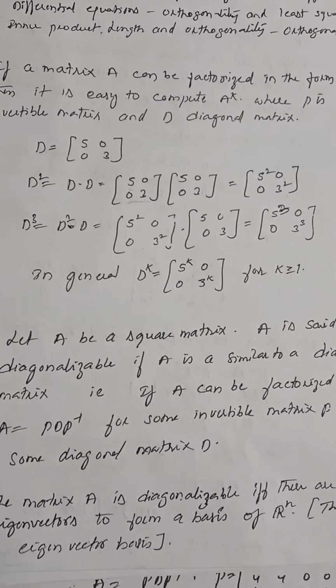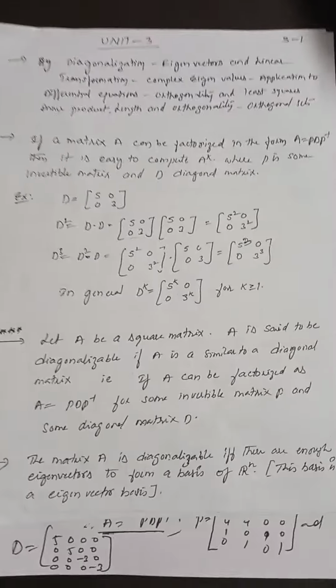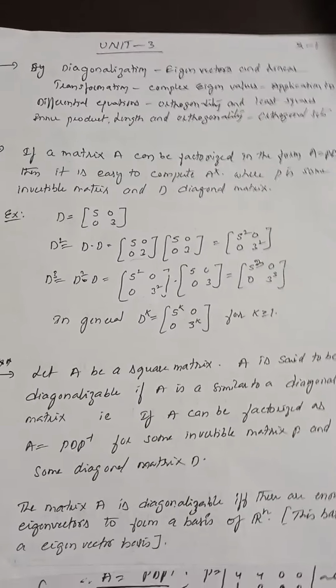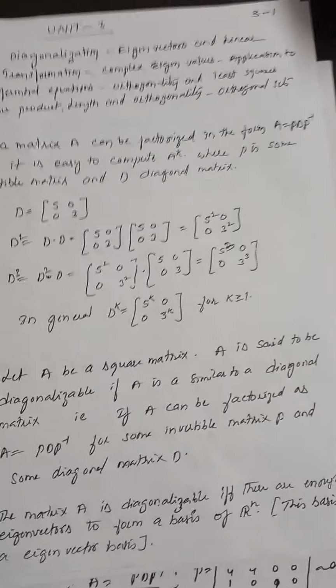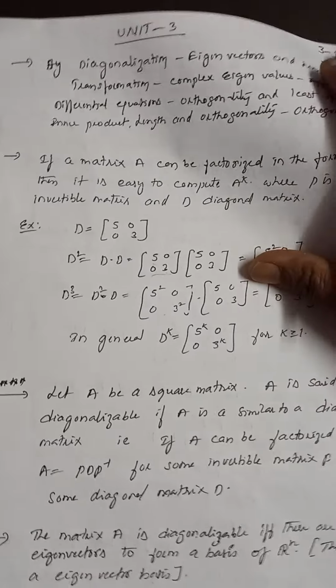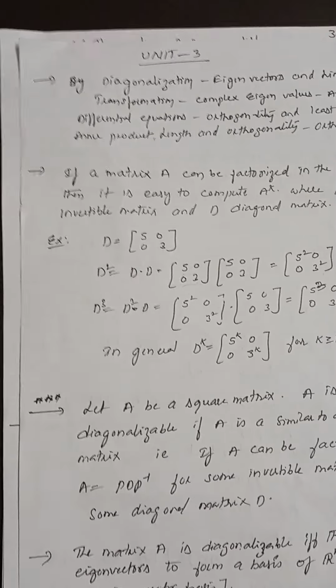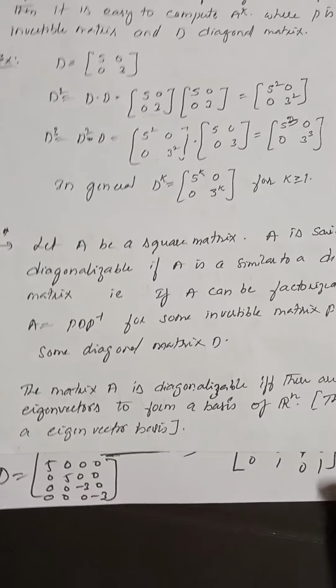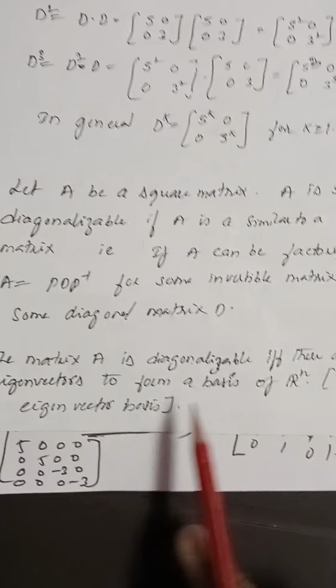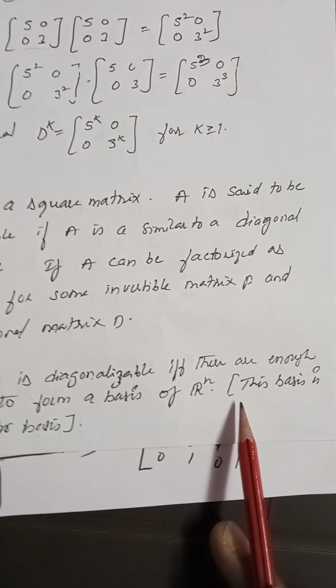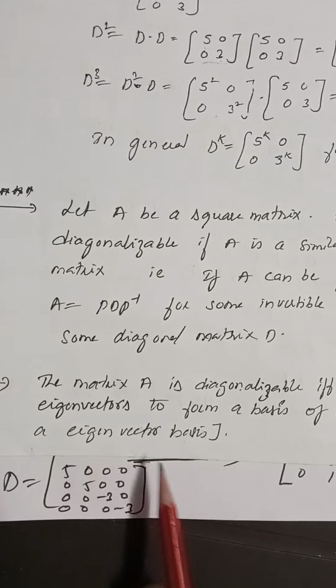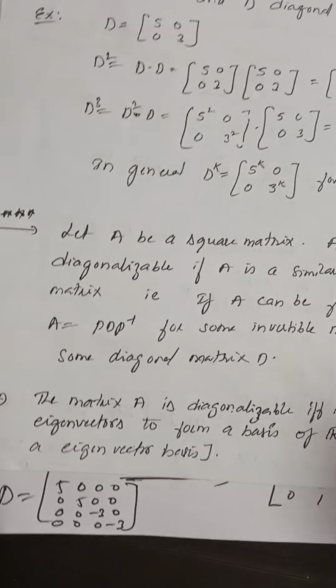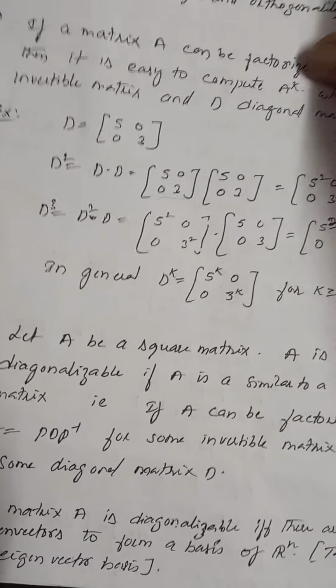Now definition of diagonalizable matrix. A given square matrix is said to be diagonalizable if it can be factorized in the form of P, D, P inverse, where P is some invertible matrix, D is a diagonal matrix. See, the matrix A is said to be diagonalizable if and only if there are enough eigenvectors to form a basis of R^n. This basis is an eigenvector basis. That point is very important.